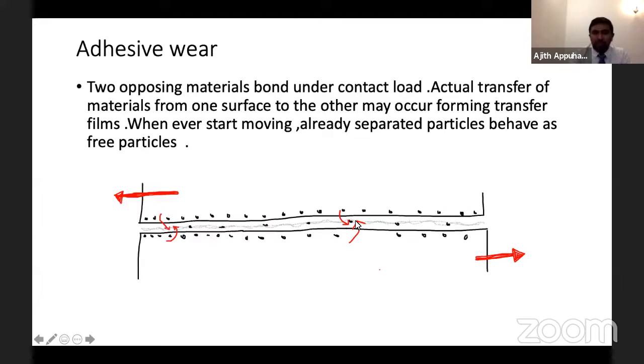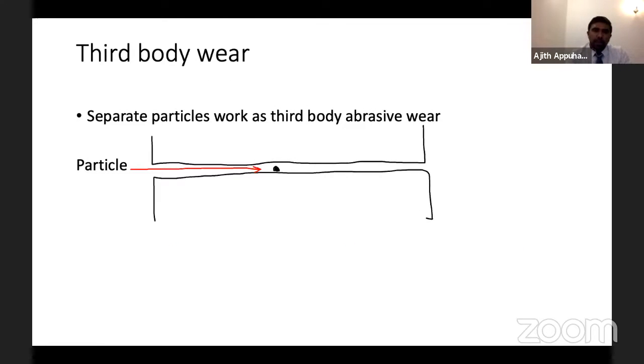the articular surface. Third body wear means once it's separated from the articular surface, it accumulates into a huge number of particles and again gets entrapped between the articular surfaces, and they develop friction over the asperities and articular surface, and they develop abrasive wear again. That is called third body wear.